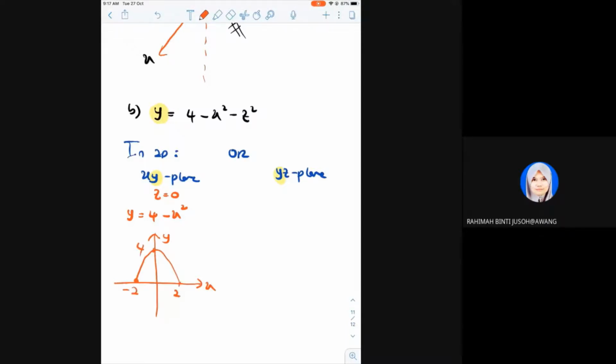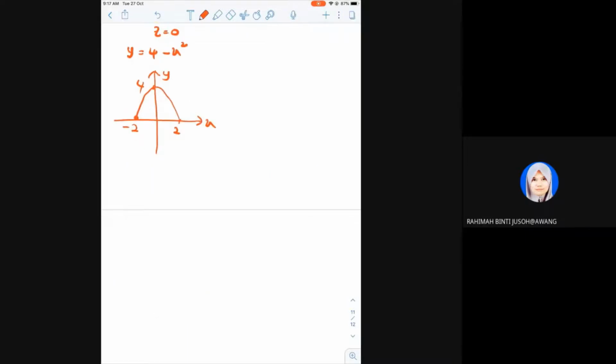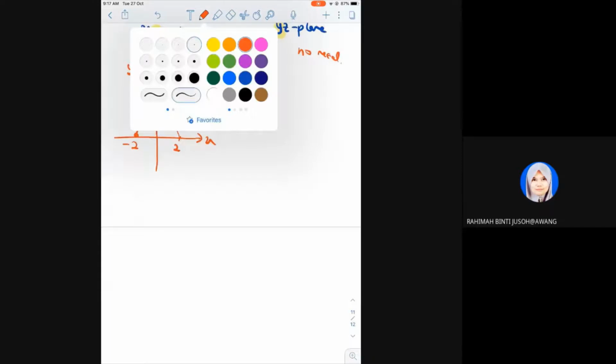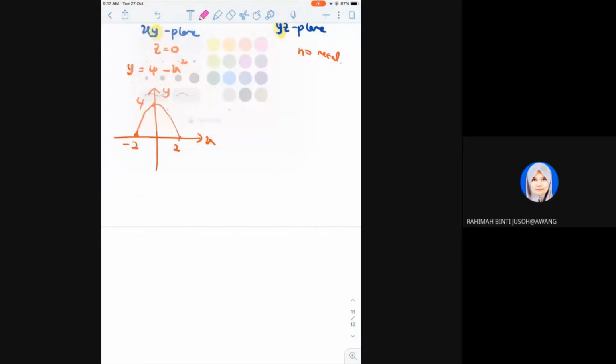Okay. So now, dah siap? You tak payah buat pulih satu ni pun. Tak perlu pun tak apa. No need. No need. Okay? Cepat sikit. Jom kita terus buat 3D. Berdasarkan graf tu.